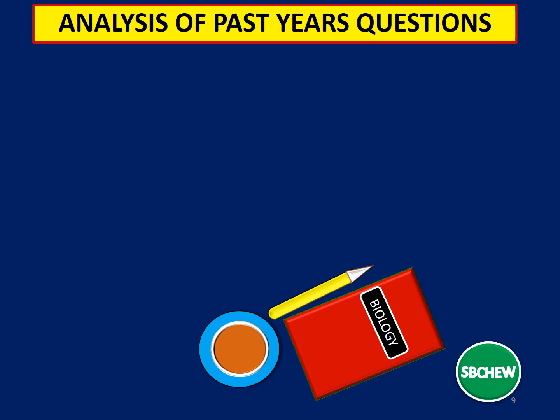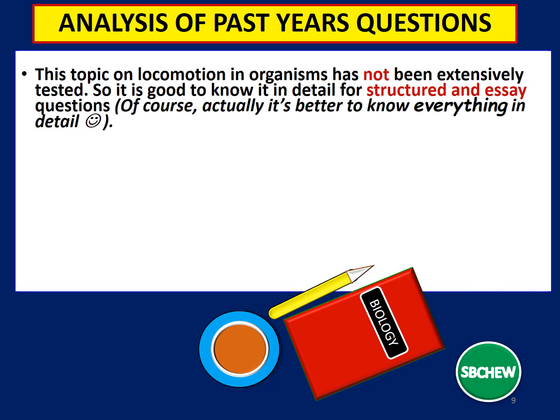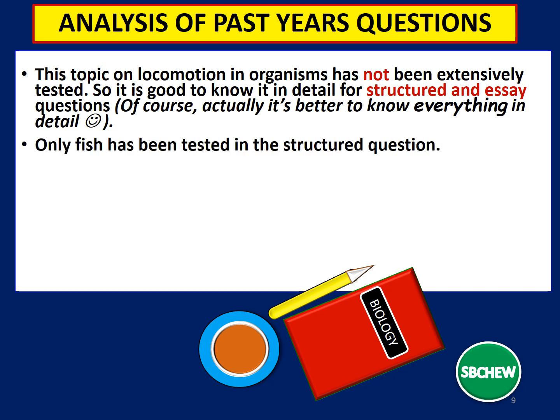Based on an analysis of past years' question papers for SPM, it was found that this topic on locomotion in organisms has not been extensively tested. So it is good to know it in detail for the long questions like structured questions and essay questions. Of course, it's better to know everything in detail if you can. Only fish has been tested in the structured question.